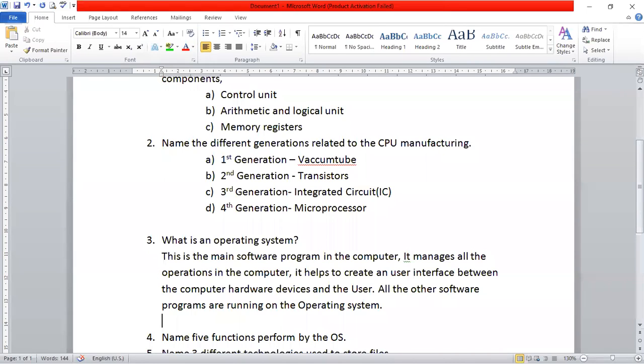Right. Read this one without unmuting, just read the answer. Can you all understand? But you all said it's correct. Okay. This is a main software program in the computer and it controls all the operations in the computer. Okay. That is correct. Manage, controls.